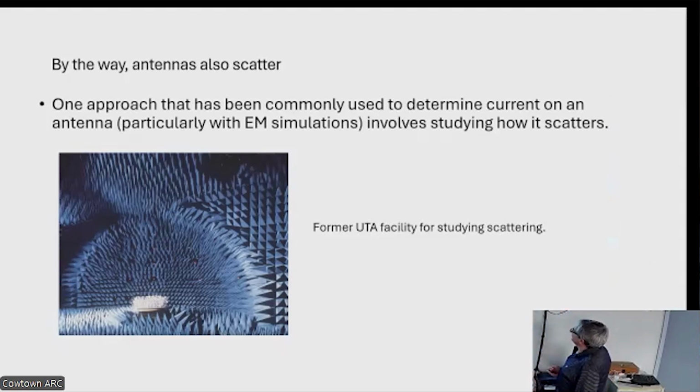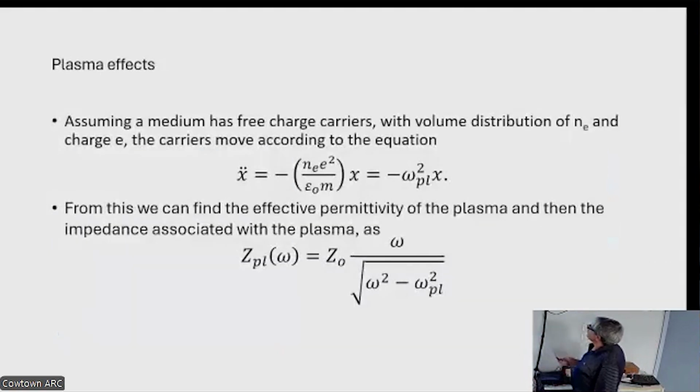Sometimes scattering from an antenna is important, right? If it's on an aircraft you want to make stealthy, better make sure your antenna doesn't scatter, right? That sort of thing. Okay, plasma effects.